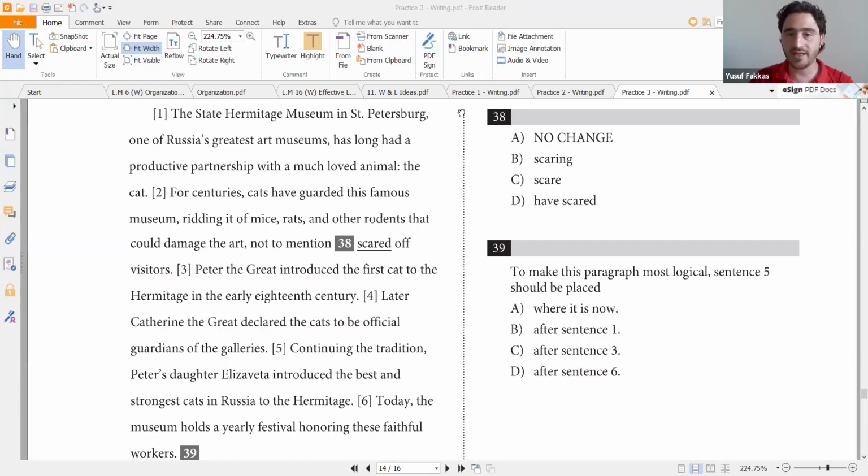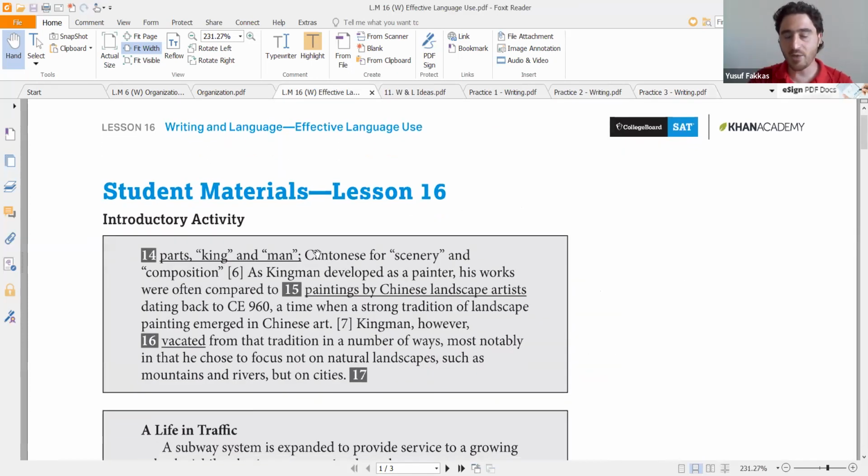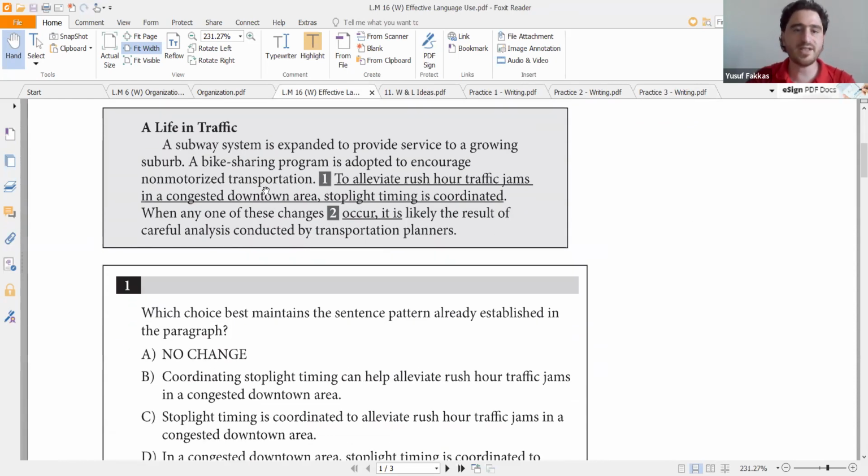And with this, we're done with organization. Organization is all about introductions, transitions, conclusions, in addition to logical sequence. Okay. Now, the last area we have in the writing test that we haven't covered yet is what? It's effective language use. Okay, guys. What do we mean by effective language use?